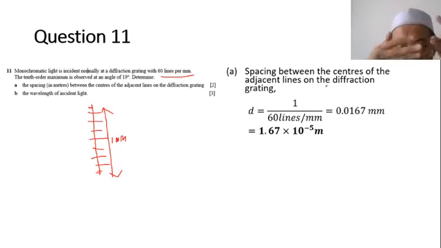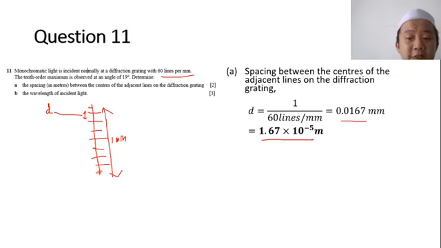So imagine if this is very small, so the D value is what? Just the inverse of the number of lines per millimeter. We want to know the length between one line to the other. So this is the value of D, which is very small. D is equal to 0.0167 millimeters, which is equal to 1.67 times 10 to the power minus 5 meters, which you can convert straight away by putting 10 to the power of minus 3 on top.